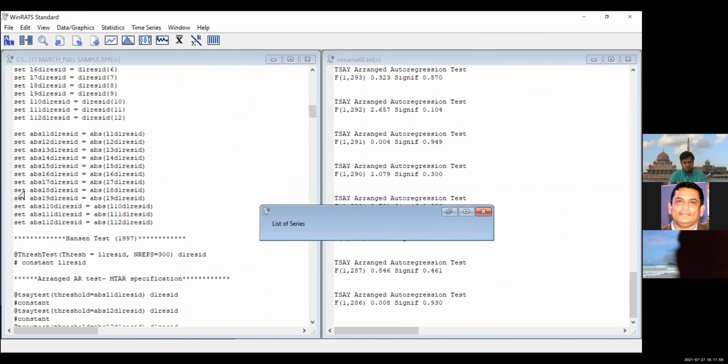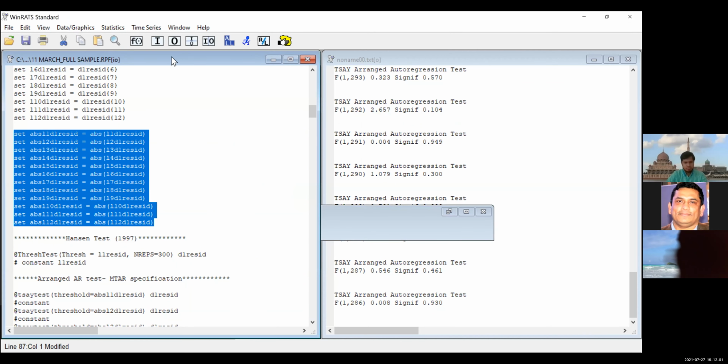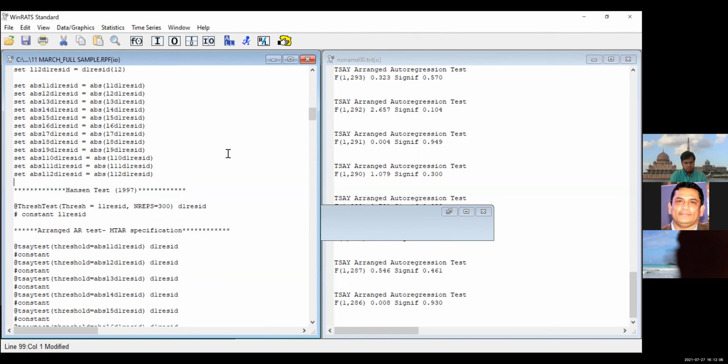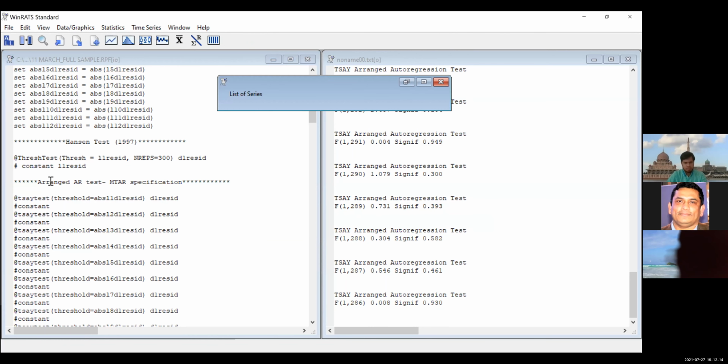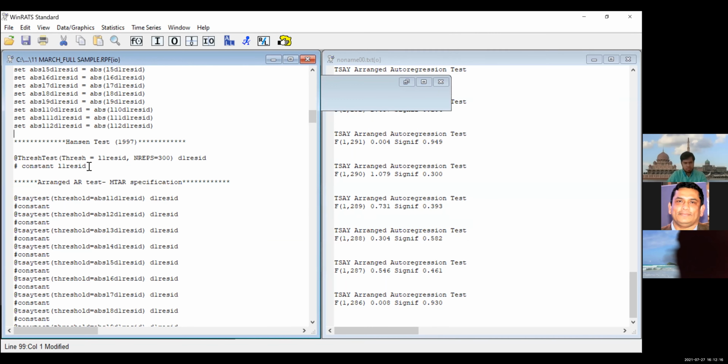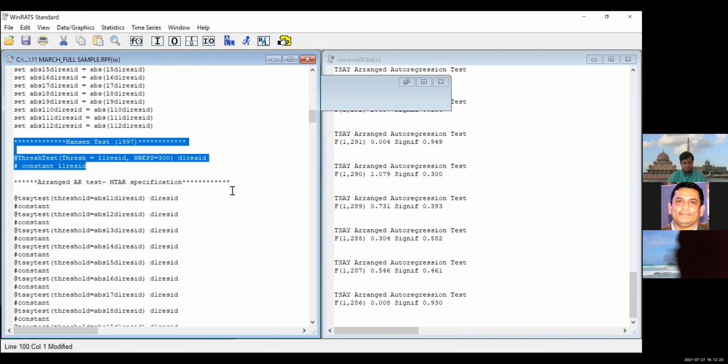And then create this one. These are there in the memory, so all of the data matrix is in the memory. Now at some point I mentioned the Hansen test, right? Just to identify the threshold. So here we found that in the MTAR the lag is 1. So in this case, in the Hansen, the lag is 1.